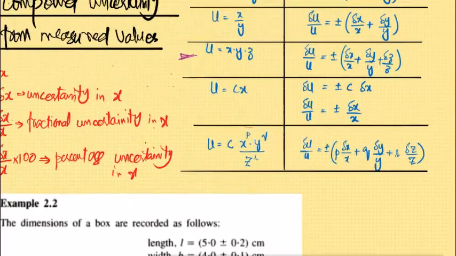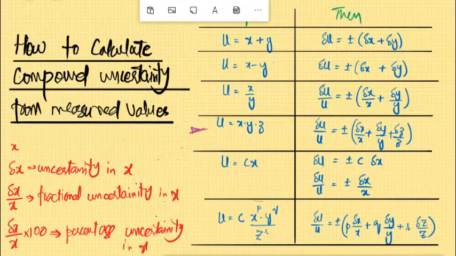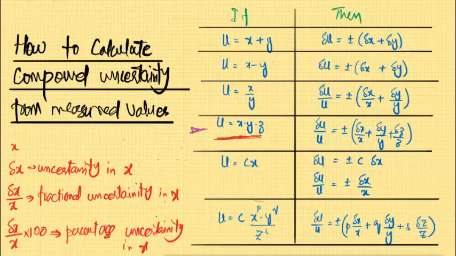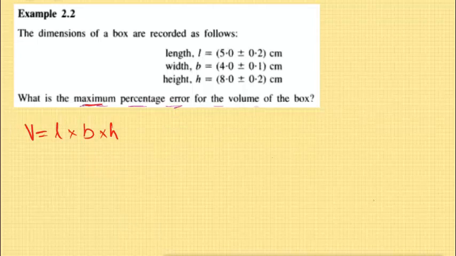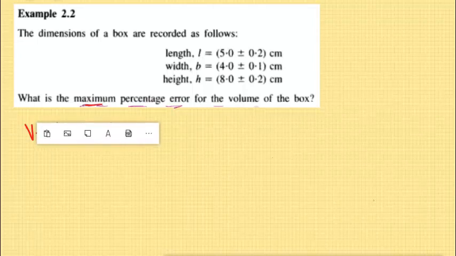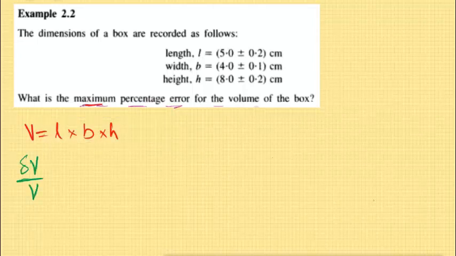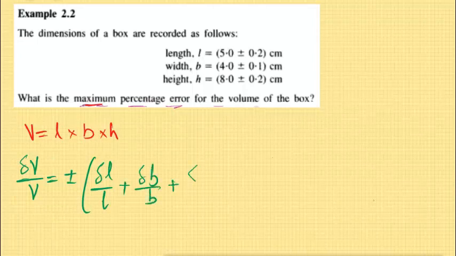Now if you look at this formula, if u equals x into y into z, then the fractional uncertainty in u equals plus minus the fractional uncertainty in x plus fractional uncertainty in y plus fractional uncertainty in z. Now see how I am going to write the same thing as applied to my equation. If I have been given volume equals length into breadth into height, then I can write that the fractional uncertainty in volume equals plus minus the fractional uncertainty in length plus fractional uncertainty in breadth plus fractional uncertainty in height.